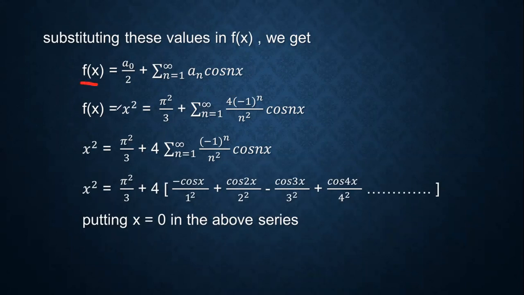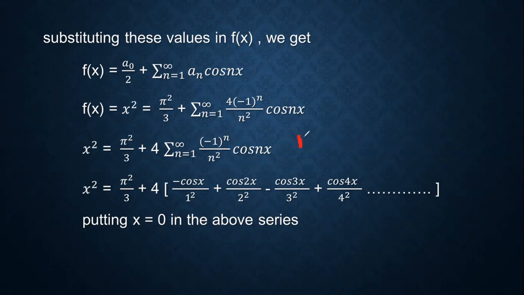What is f of x actually? f of x is your x square. So x square is equal to pi square by 3 plus 4 into summation n equal to 1 to infinity (-1)^n by n square into cos nx. Put n equal to 1 in this series: (-1)^1 by 1 square, cos 1 into x, that is cos x. If you put n equal to 1, you get (-1)^1, that is minus, so minus cos x by 1 square. Then if you put n equal to 2, you get plus, so cos 2x by 2 square.